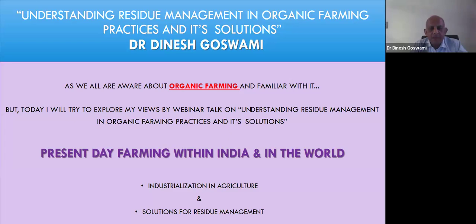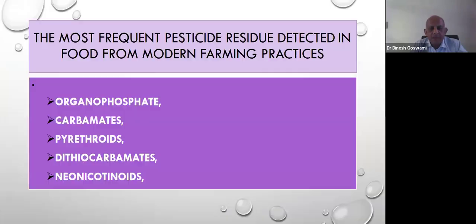Before going further, I will narrate residue management. There are two kinds of residue. One is on-farm residue, which is produced in dry form or green form. The other is pesticide and fertilizer residue, which is detected in farm produce commodities like vegetables and fruits that we are eating. In that, the residues are coming.